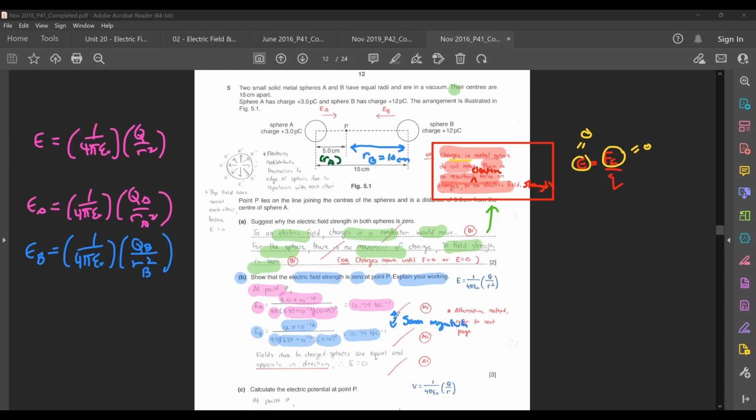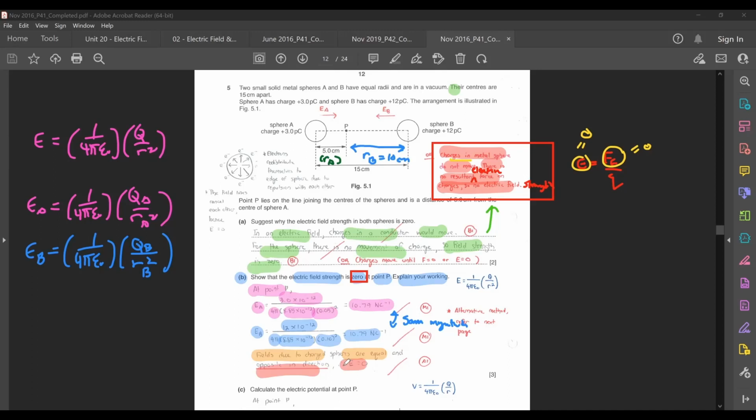That's correct. But how do you explain that the field strength is 0? That's where you have to explain about the direction. You would have to say something like this: the fields due to the charged spheres are equal and opposite in direction. Therefore, your resultant electric field strength is 0.